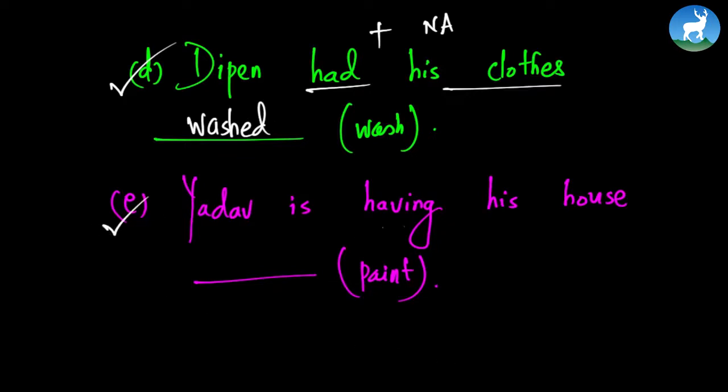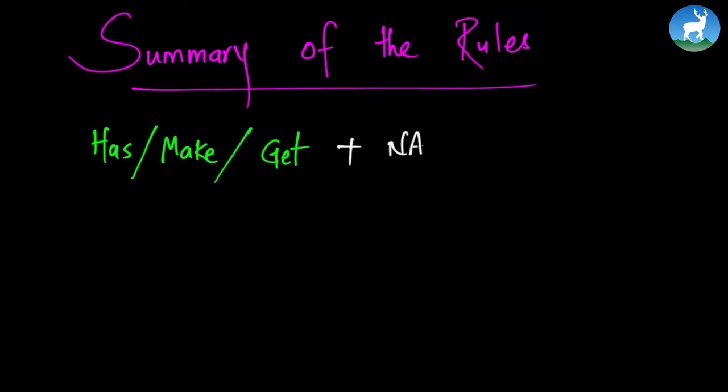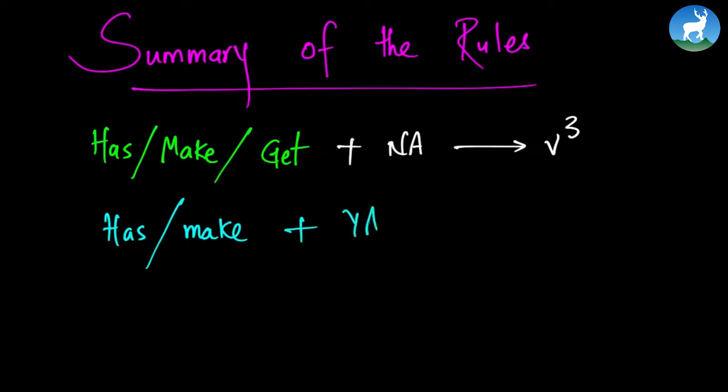Number E. Yadav is having his house. No agent again. So it is painted. Pretty easy, right? Yadav is having his house painted. So what's the golden rule? What's the general rule? So let's summarize the rules. Pretty easy, let me tell you. Has, make, get. Has plus make plus get plus no agent. Simply V3. Another rule. Has and make, yes, agent.